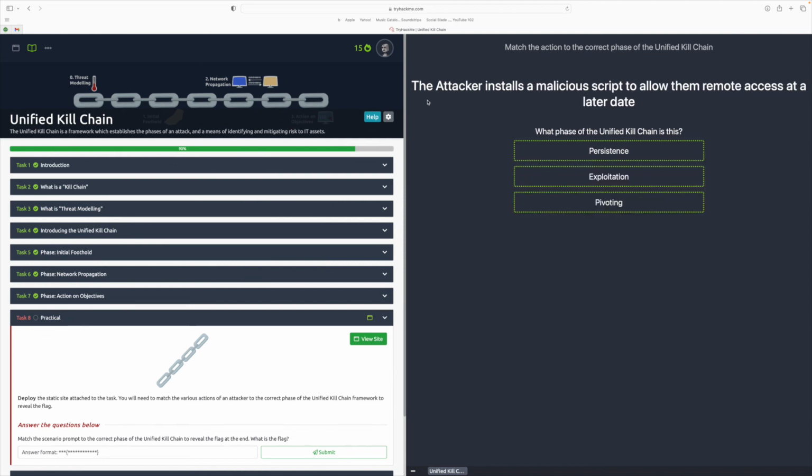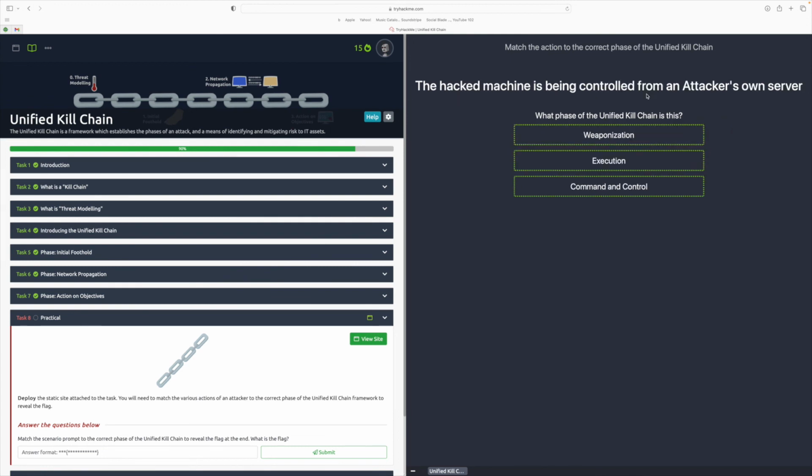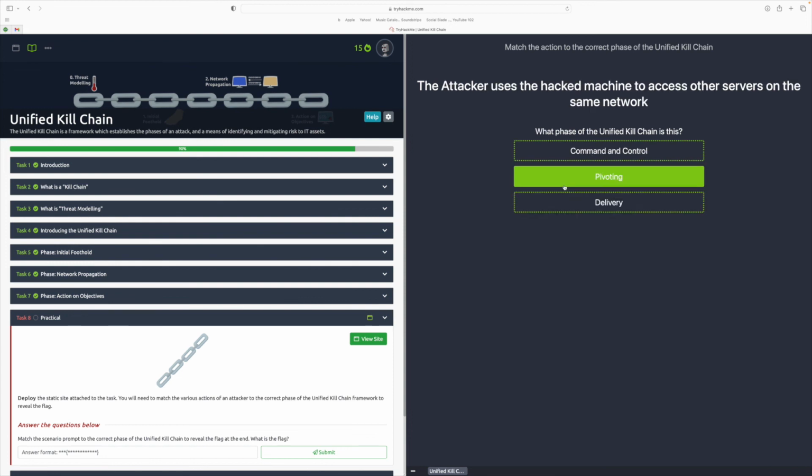Reconnaissance. The attacker installed a malicious script to allow them remote access at a later date. What phase of the unified kill chain is this? That'll be persistence. The hack machine is being controlled from an attacker's server. What phase of the unified kill chain is this? Command and control. The attacker uses the hack machine to access other servers on the same network. What phase of the unified kill chain is this?